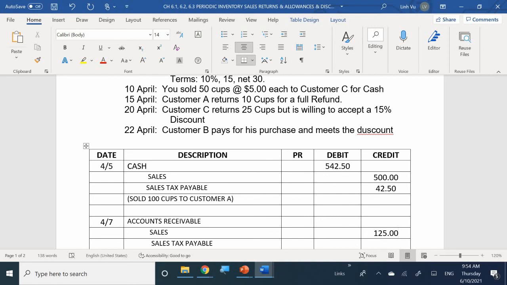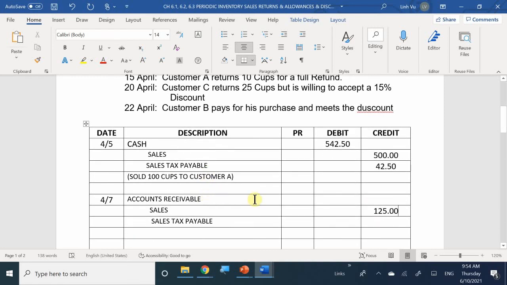How much tax am I going to be charging? Is it 10.31? I do that by multiplying 125 times 0.0825, and I got $10.3125. Perfect. All right. So then in grand total, how much does customer B owe me? $135.31.